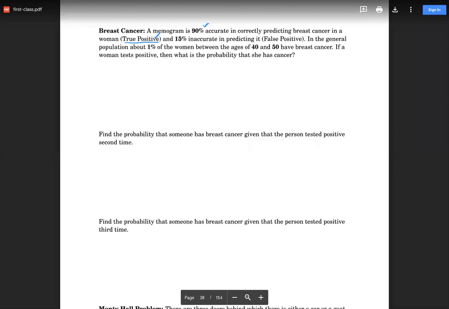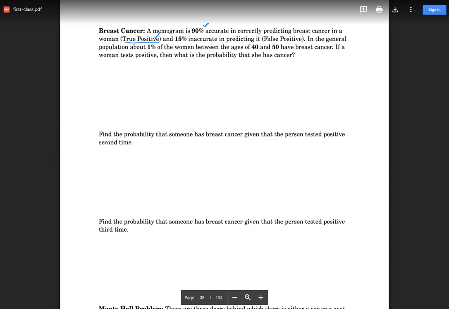That's false positive. So these are the terms that you need to get used to. The best way to do this problem, from my experience I have seen, is creating a little table, and that's exactly what I'm gonna do. And put these numbers in context.